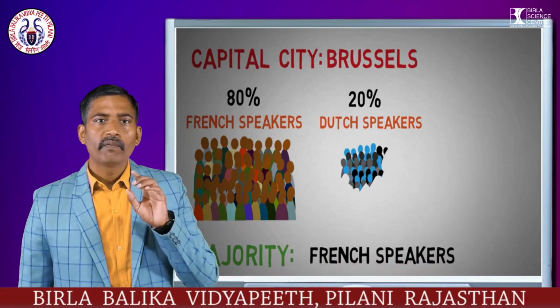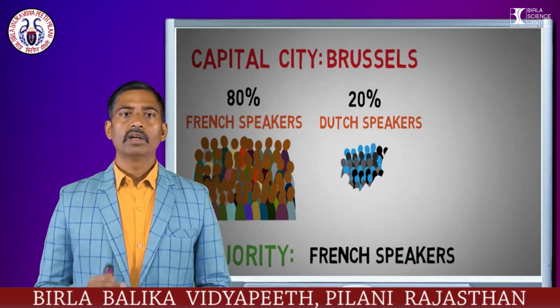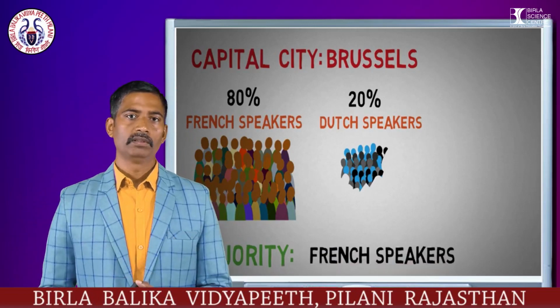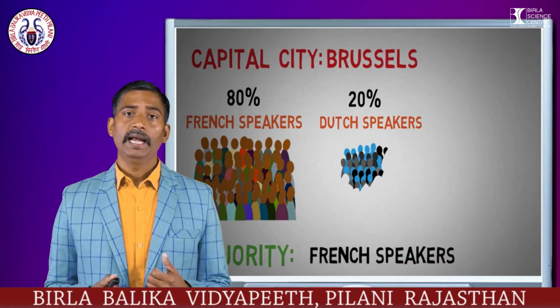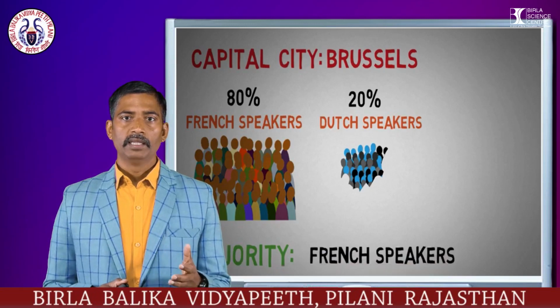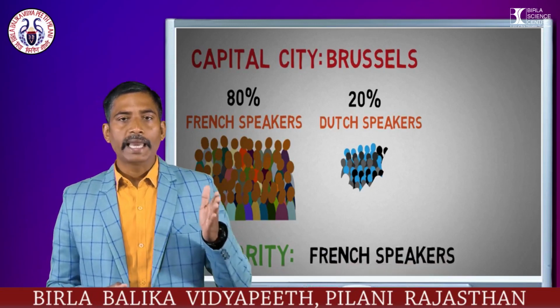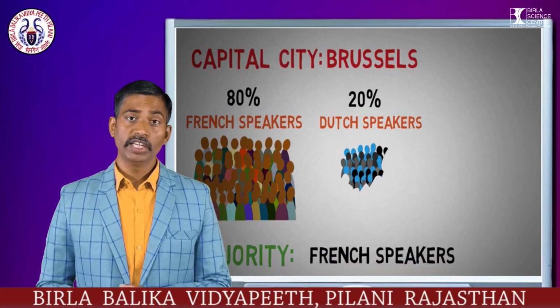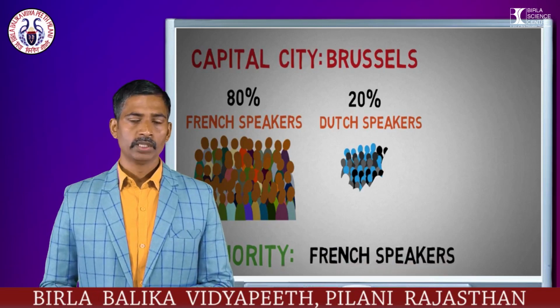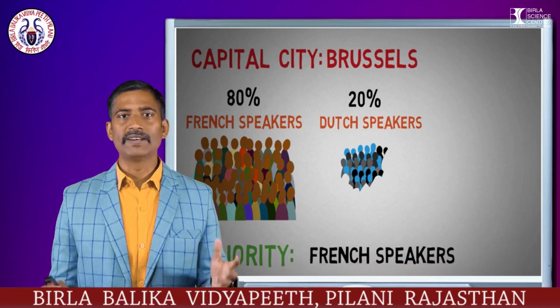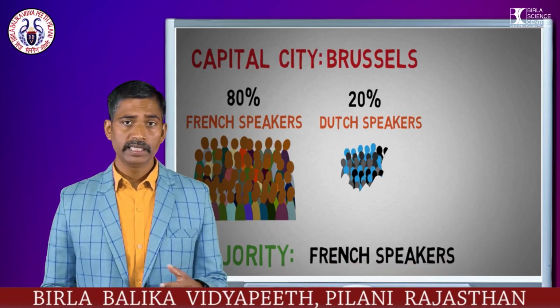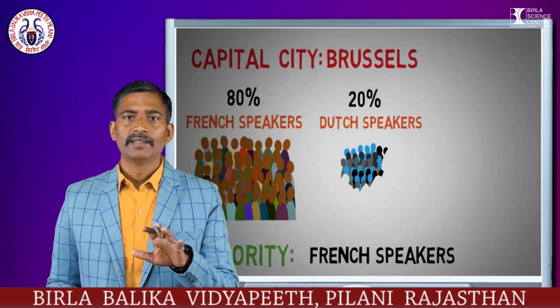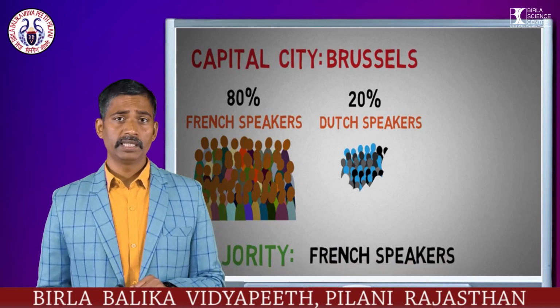The minority French speaking community was rich and powerful, so they got the benefit of economic development and education. And if we discuss the capital city of Belgium, the name is Brussels. There the scenario is different: 80% French speaking people live there, and 20% Dutch speaking people live there.